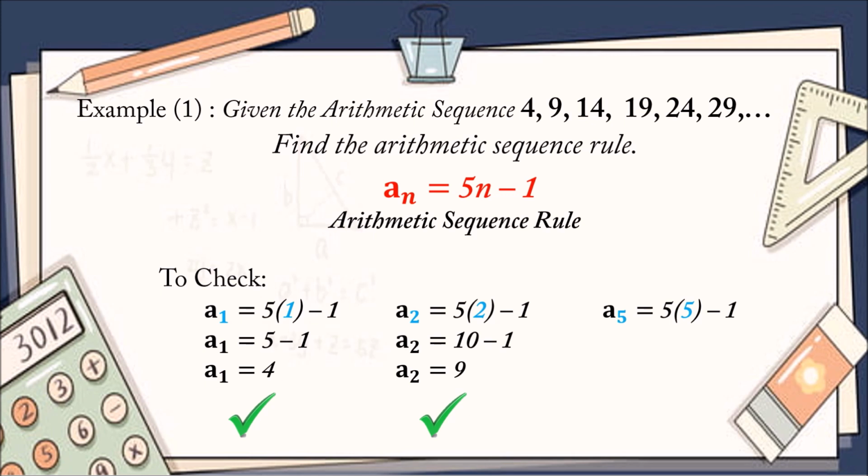A sub 5, or the fifth term. A sub 5 is equal to 5 times 5 minus 1. A sub 5 is equal to 25 minus 1. A sub 5 is equal to 24. Is our fifth term 24? Correct, because as you can see in the problem, the fifth term is 24.